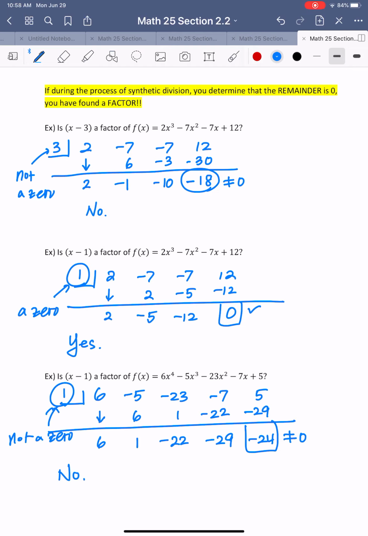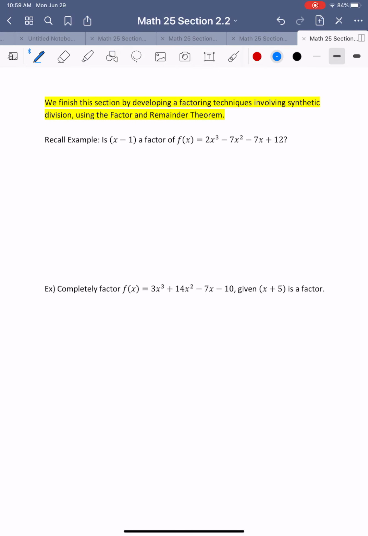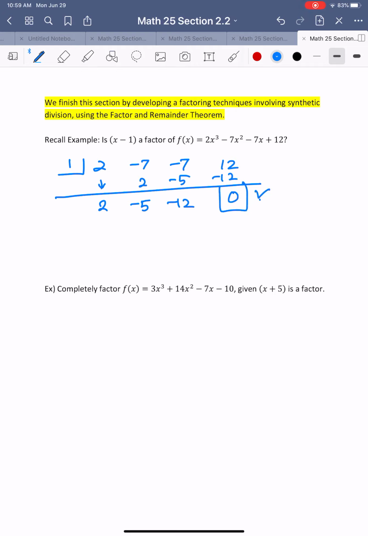Okay, alrighty, let's look at the next page. We finished this section by factoring techniques involving synthetic division using the factor and remainder theorem. So record that x minus 1 was a factor because you got the remainder 0. So 2, -7, -7, and 12 divided by 1: drop the 2, 2, -5, -5, -12, -12, equal to 0, okay, because of 0. And this is actually the 0, and this is a factor, right?